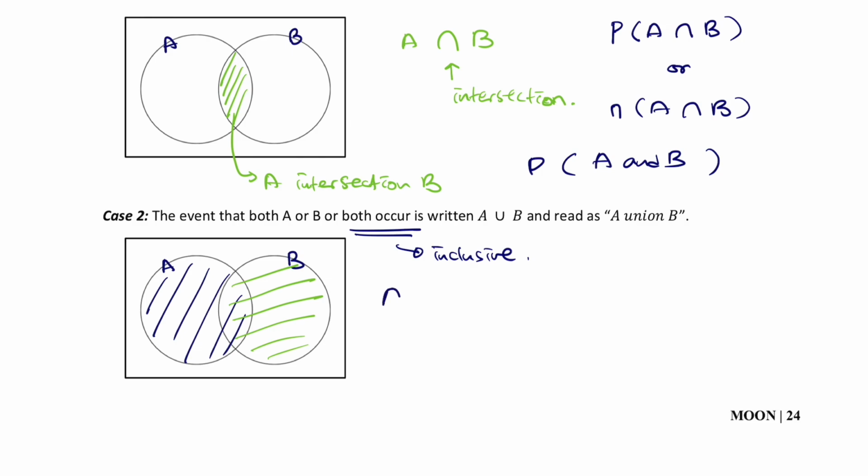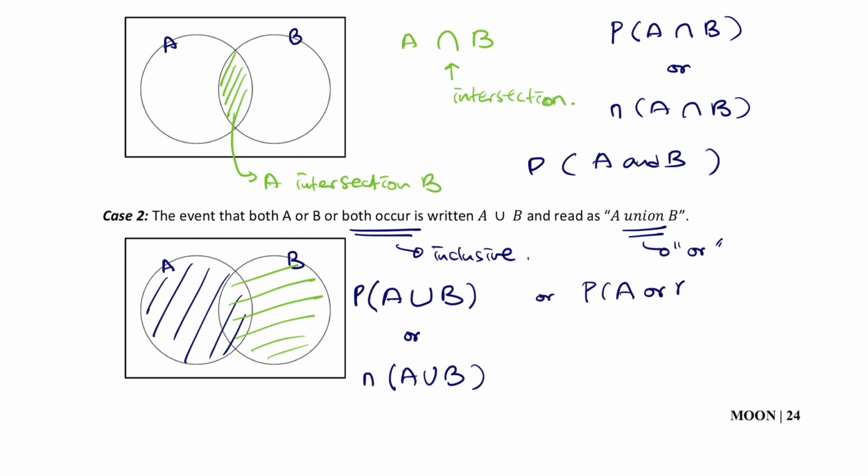It can be written with the symbol U, and if we're trying to calculate the probability, we can say probability of A union B, or if we're just trying to calculate the number of samples within these events, we can say N of A union B, or since the union U represents OR in English, we can rewrite it as P of A or B.